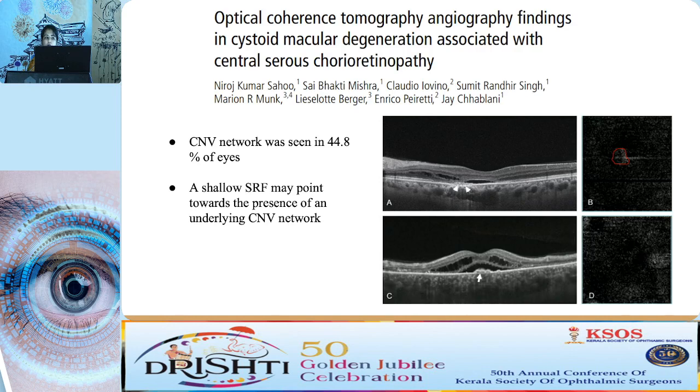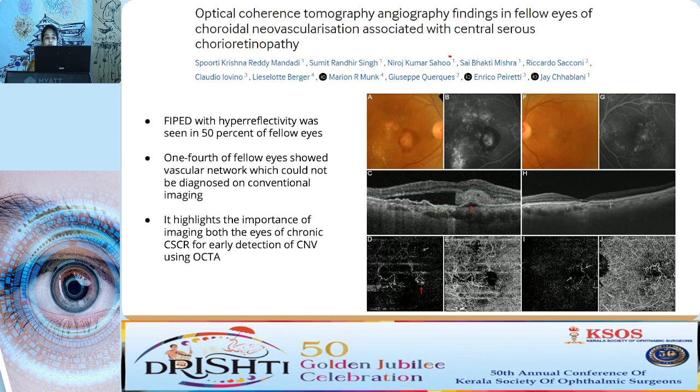So this is a case report, OCTA findings in CMD, cystoid macular degeneration associated with central serous retinopathy. In this report, they have documented that in about 45% of eyes with cystoid macular degeneration, there was underlying central serous chorioretinopathy. In this study, they evaluated the OCTA findings in fellow eyes of patients presenting with CNV associated with CSCR, and one fourth of fellow eyes showed a vascular network. So it highlights the importance of imaging both eyes of chronic CSCR for early detection of CNV using OCTA.